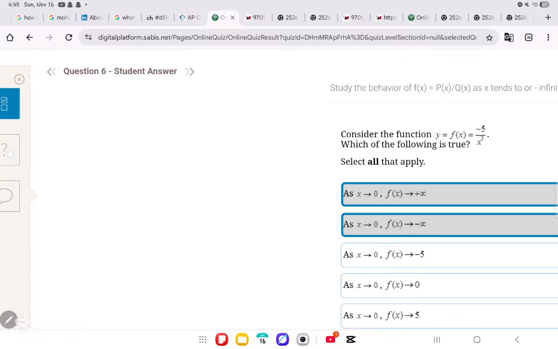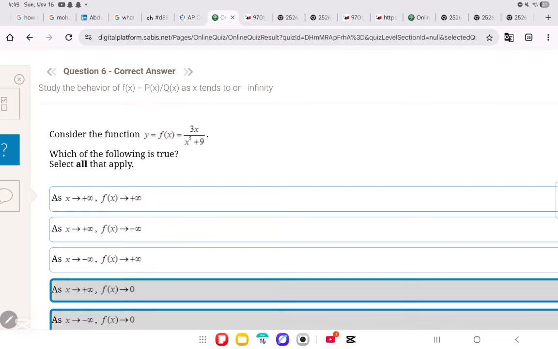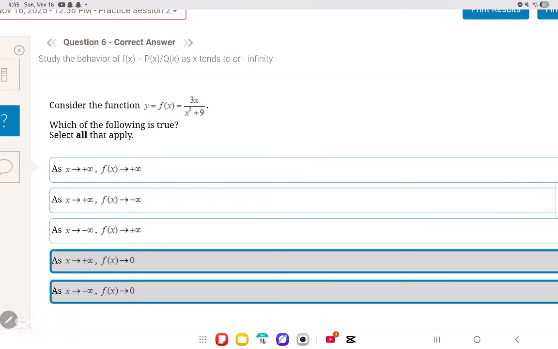We'll move on to question number 6. What does it say in question number 6? Again, if it approaches infinity, what do I do? I take the highest exponent, so 3x over x to the power of 5. So 3 over x to the power of 4.